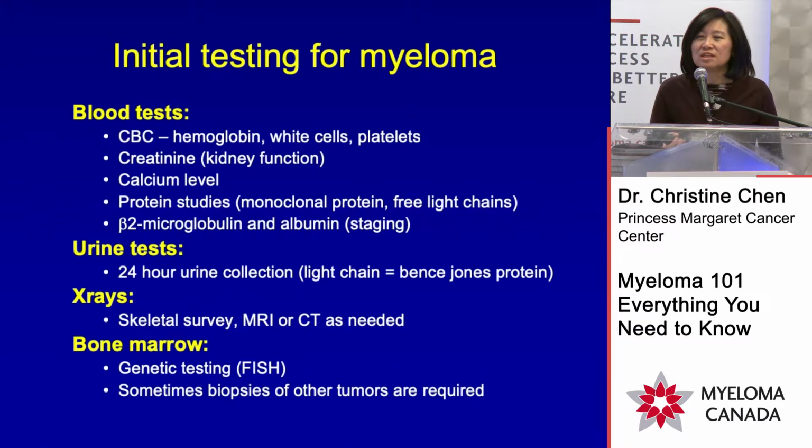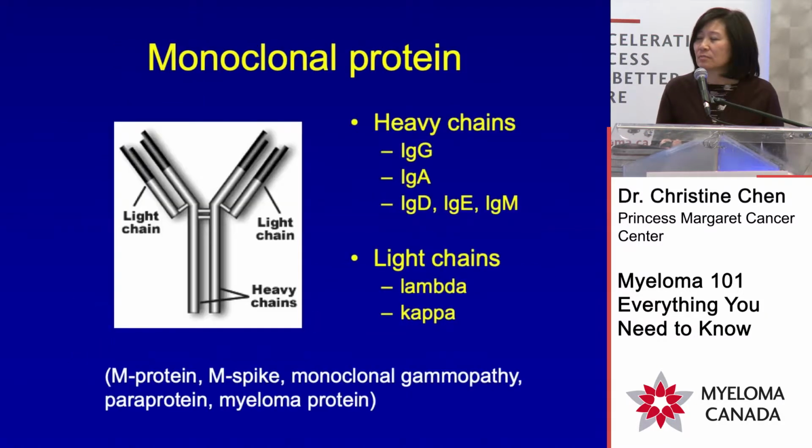We don't do them routinely, but they help us identify areas of activity. And in some patients where there isn't much of a protein to follow, that may be helpful as a monitoring tool. And then I already mentioned the bone marrow. And sometimes we will do biopsies of other tumors if we're not sure what it is or if we're just trying to confirm the diagnosis.